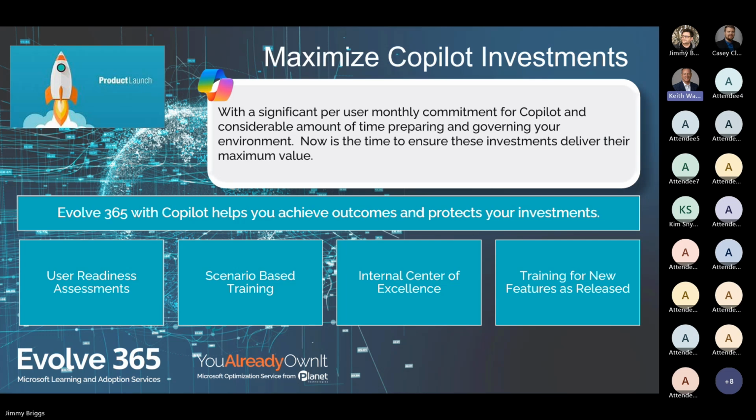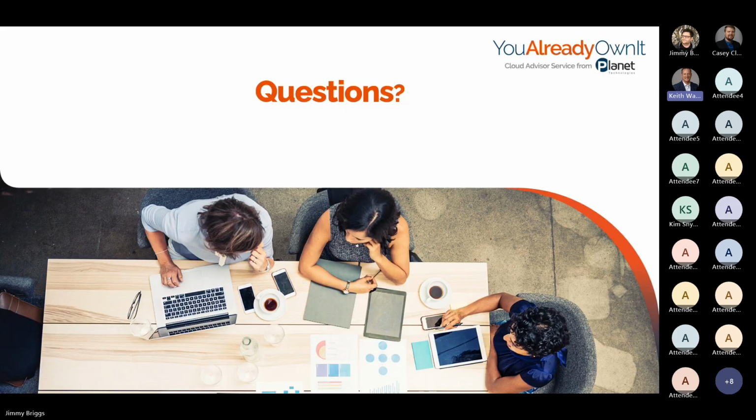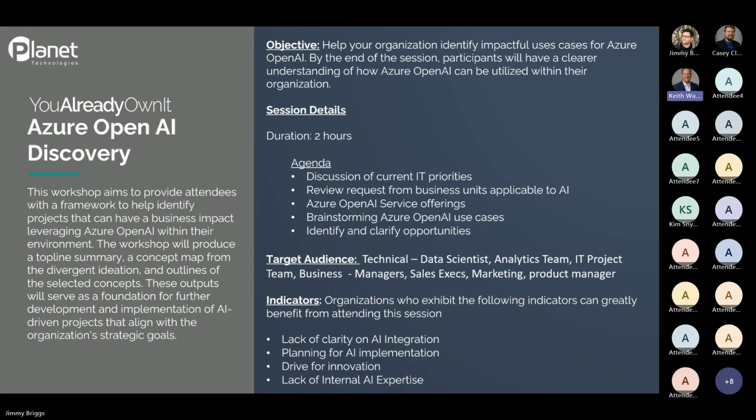And then let's go to slide 16, just another awareness thing. We're continuing to invest in our You Already Own It community, and we're calling this an Azure OpenAI discovery. What this allows you to do is meet with one of our subject matter experts, and we're going to take a high-level approach to AI and talk about current priorities across your organization, and then start looking at where AI fits. Not so much where Copilot fits or where Copilot Studio or Azure, but where does AI fit?